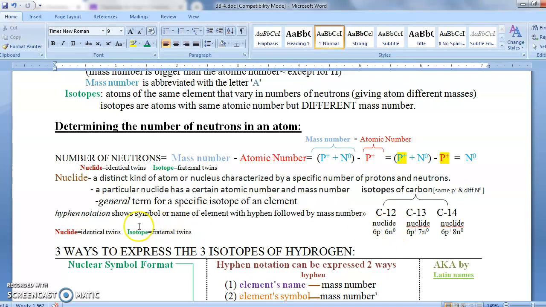The way I look at it is nuclides are sort of like identical twins. They have to have identical things in the nucleus. Isotopes are like fraternal twins. They're very similar, but they can be a little different. What makes an isotope a fraternal twin is the number of protons. They all have that in common. What makes them a little different is their number of neutrons.